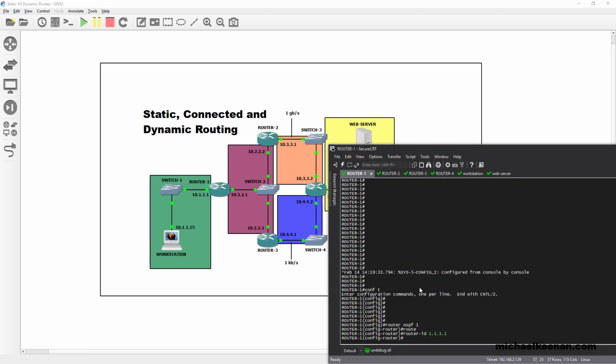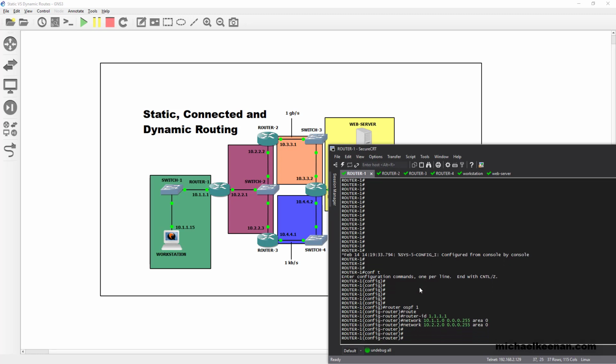and we're going to say which networks to advertise. So we're going to say network 10.1.1.0 0.0.0.255. It's important to remember that those are wildcard masks. That's what you have to use with OSPF. And we're going to say advertise that in area 0. And we're going to do the same thing for 10.2.2.0, area 0.